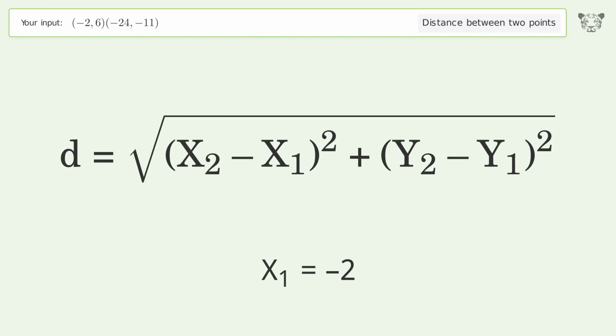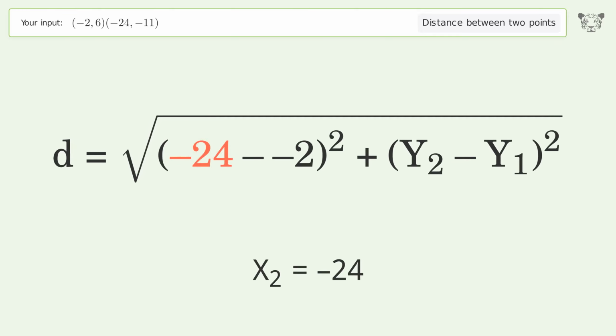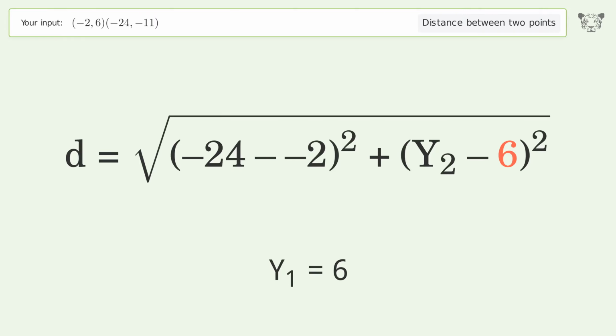x1 equals -2. x2 equals -24. y1 equals 6. y2 equals -11.